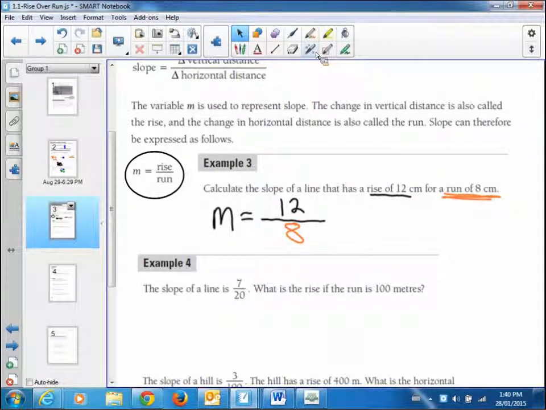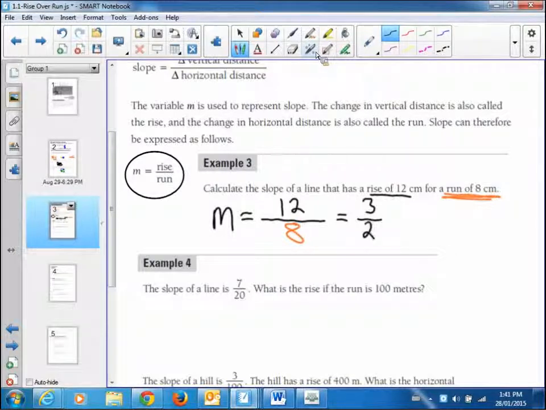Are you familiar with reducing fractions? So, top and bottom, what's the biggest number that could fit into both? Oh, 4. Yeah, you got it. So 12 divided by 4 is 3, and 8 divided by 4 is 2. We could do that as a fraction. If you're asked for a decimal, you just type it in your calculator: 3 divided by 2, and you get 1.5.